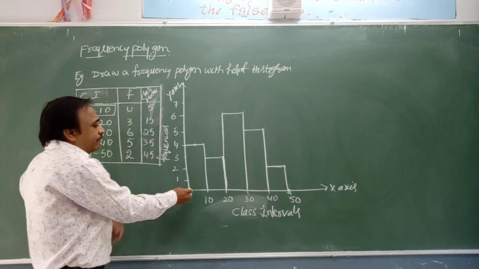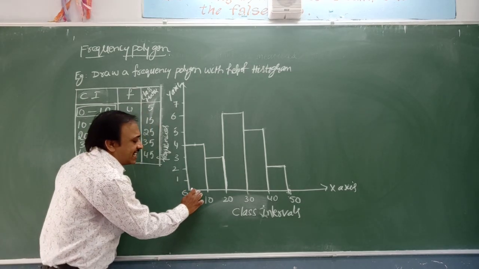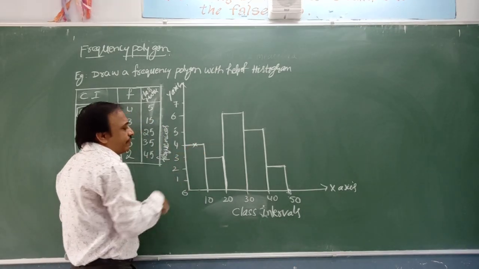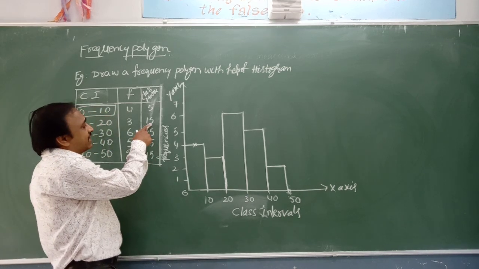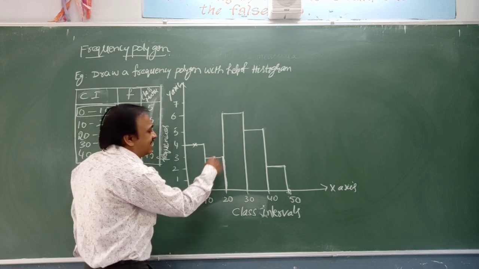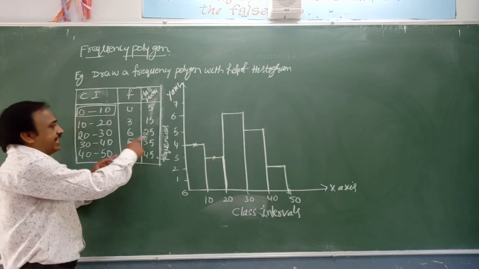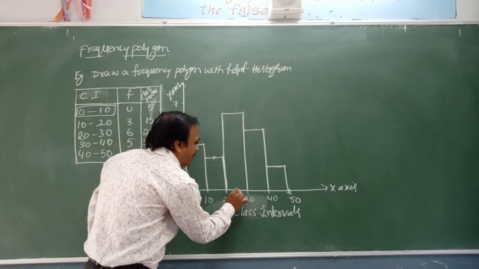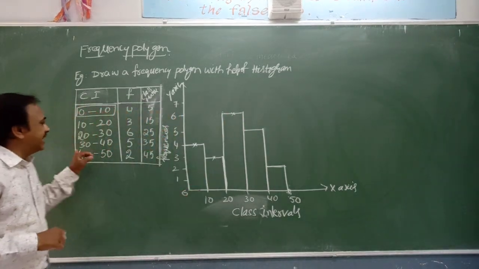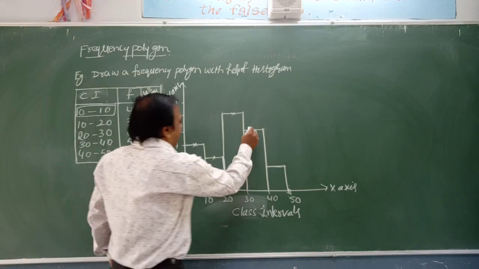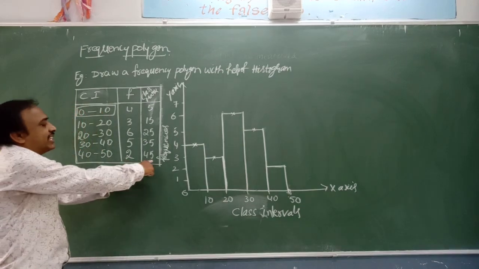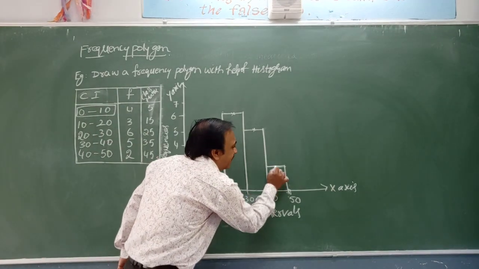Now the points are to be located. The midpoint of 0 to 10 is exactly 5, and the frequency we already located, so this is 5 comma 4. Next class mark is 15 comma 3; 15 will be between these two, and 3 we already located, exactly in the middle. Next, 20 to 30 has mid value 25, so 25 will be here. Next, 30 to 40 has mid value 35, and the frequency is 5. The last one is 45 comma 2, so 45 will be here.